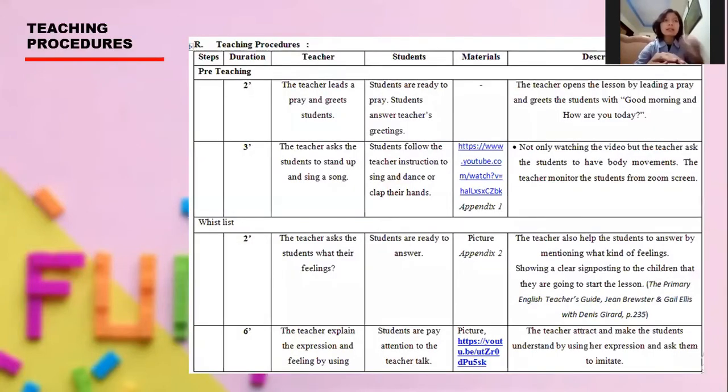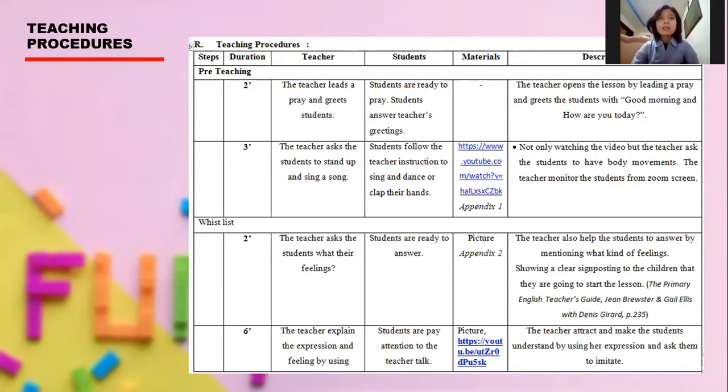So the next step is teaching procedures. Here, we will share the pre-teaching. The first 2 minutes, the teacher leads a prayer and greets the students. Students are ready to pray and they are also ready to answer the teacher's greetings.